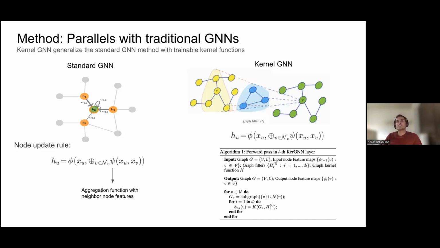In this way, the traditional GNN is a special case, if you think about it. If we just define our kernel to be the aggregation function, then the kernel GNN becomes a standard GNN. So they generalize the standard GNN to be more learnable and more flexible.